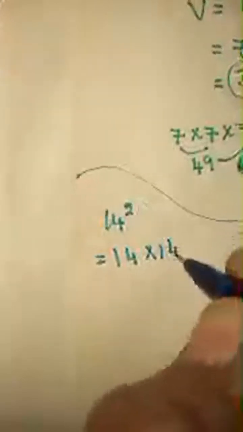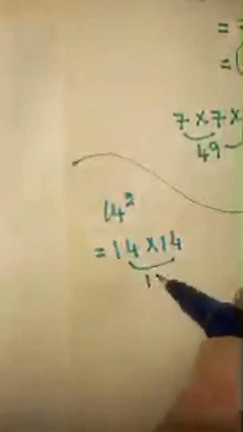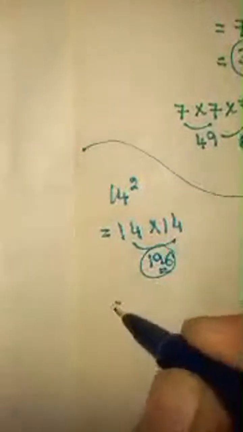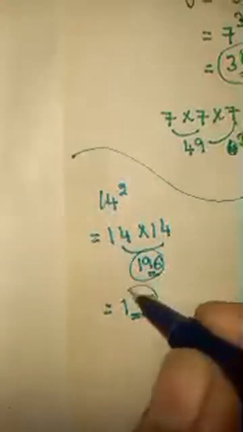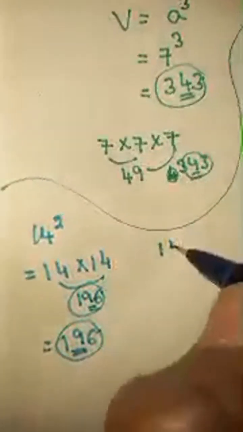Let's take the next number, which is 14 square. If you take 14 square, it's going to become 14 times of 14. 14 times of 14 means it becomes 196. 196 is 14 square.